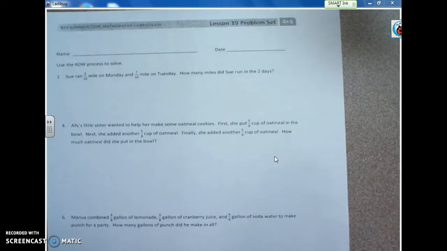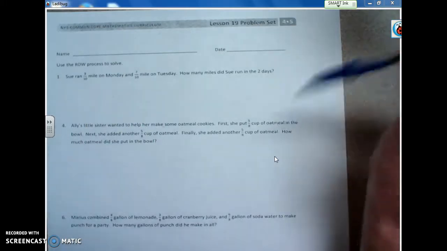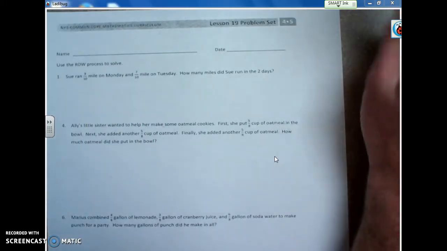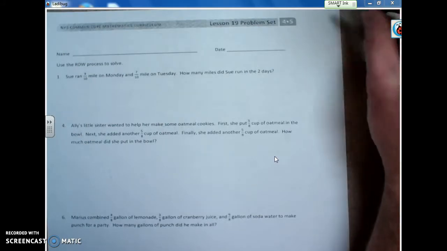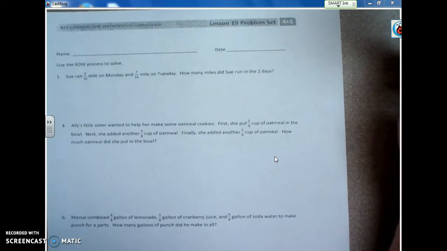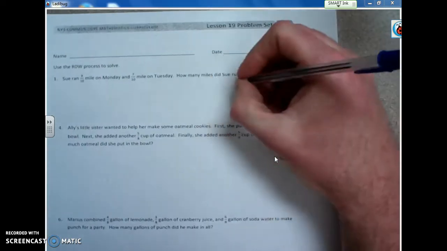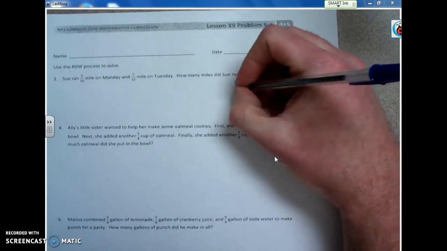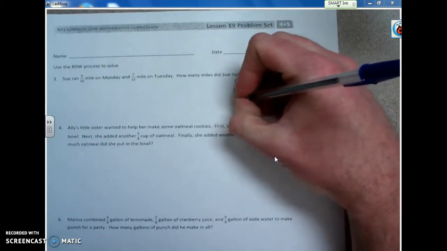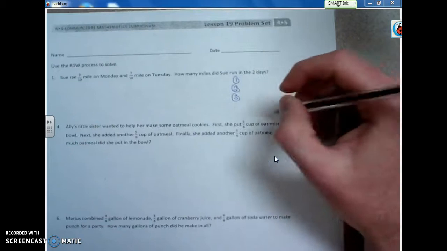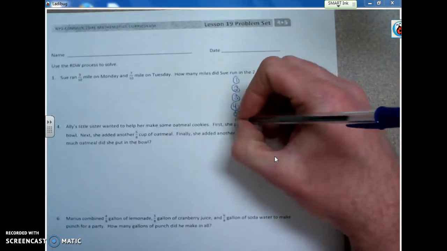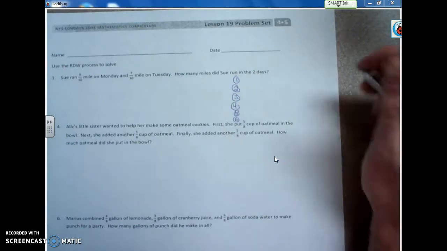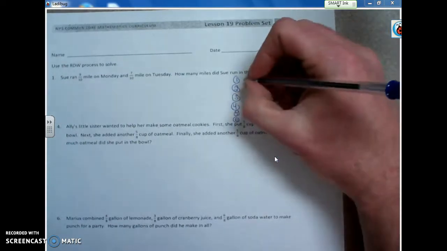So the first thing I'm going to do is read my problem. It says Sue ran 9/10 of a mile on Monday and 7/10 of a mile on Tuesday. How many miles did Sue run in the 2 days? So we're going to follow some steps today to solve these problems. On your 4 and 6, I expect to see all 6 of these steps as well, just like I'm going to do here.